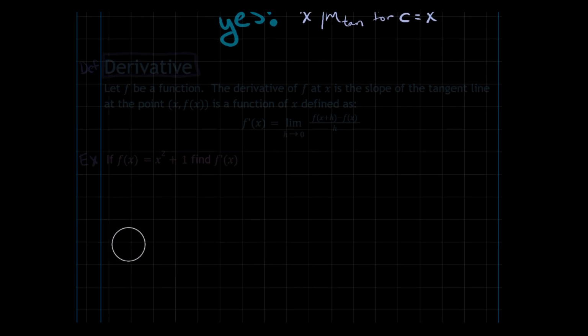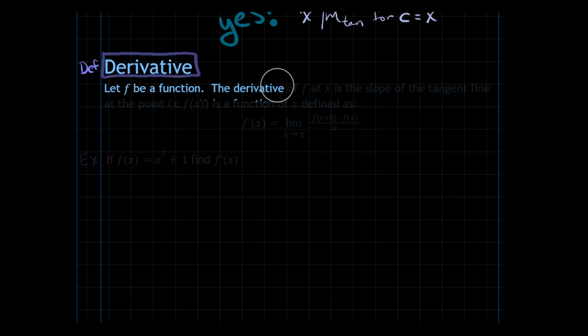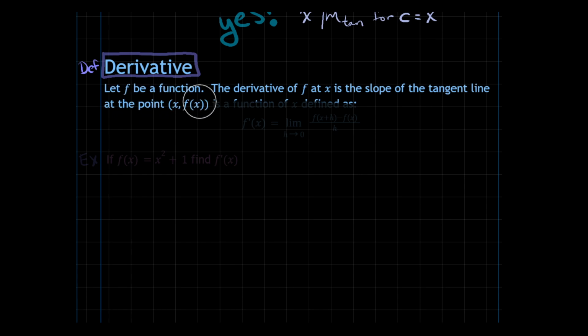And when you do that, that's called finding the derivative. So let f be a function. The derivative of f at x is the slope of the tangent line at the point x, f of x. That is a function, and it's going to be defined. We're going to use the symbol f prime of x, so it's like a little tick mark up by the f. We say f prime.